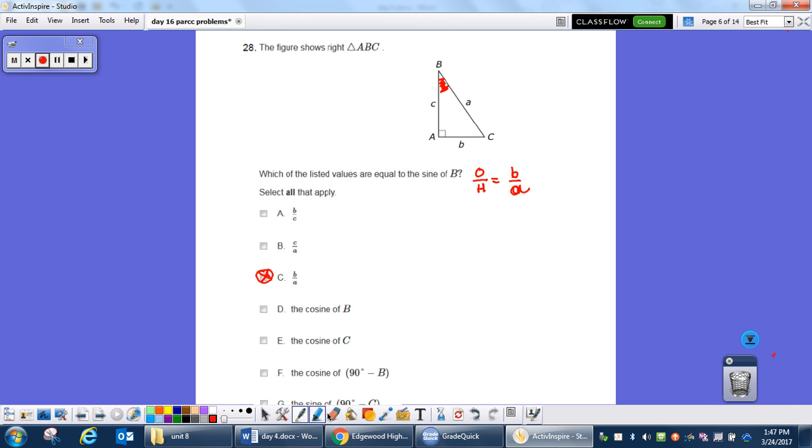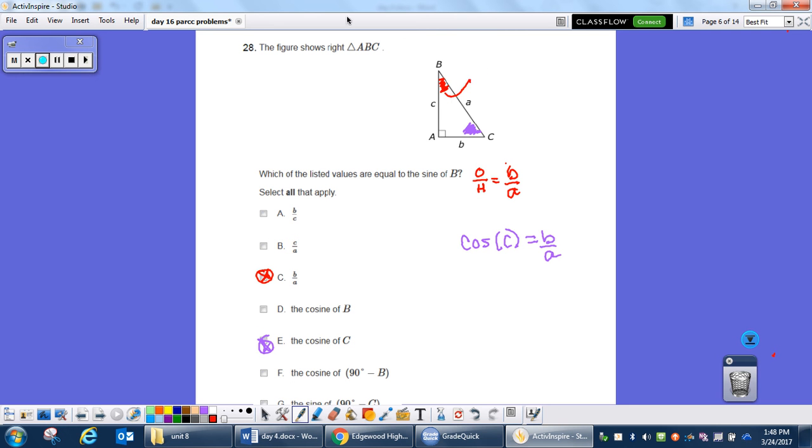Then we also want to look for values that give us the same value of B over A. So if we're looking at angle C, the function that would give us B over A would also be cosine. So the cosine of angle C would also be B over A, because that's adjacent over hypotenuse. So the cosine of C.